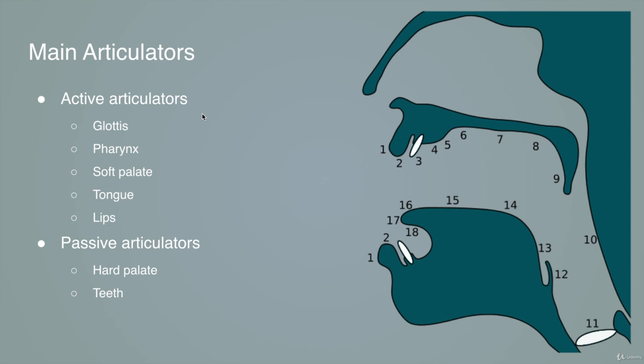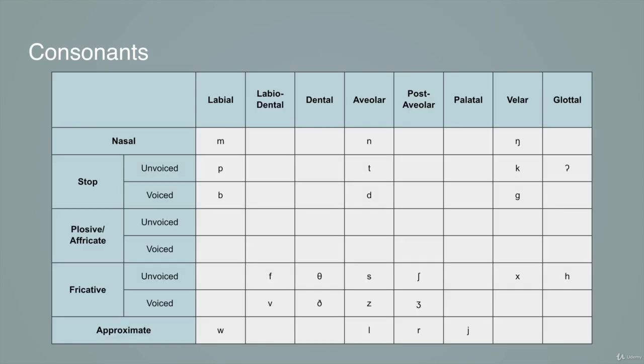Passive articulators are things that are a bit more hard and that you can't move, like the hard palate or teeth, which are just what they are. You can't move them up and down like you can with the tongue. When articulators inhibit or partially inhibit airflow, they create this friction, and that friction is interpreted as consonants.